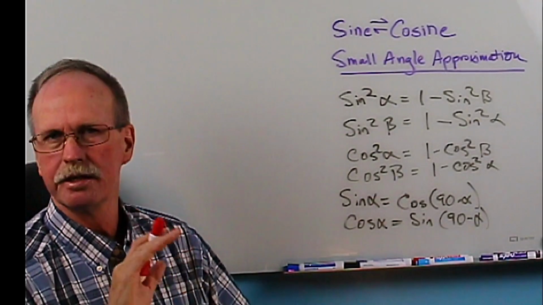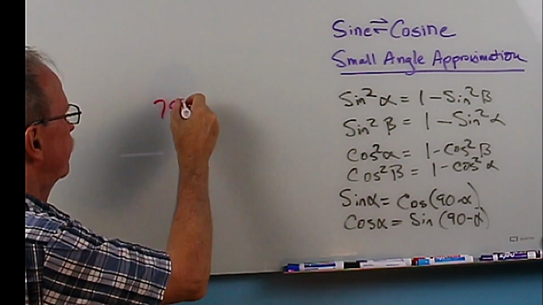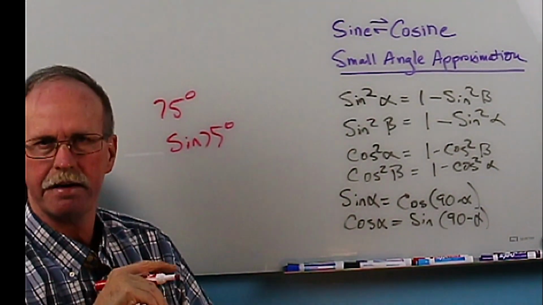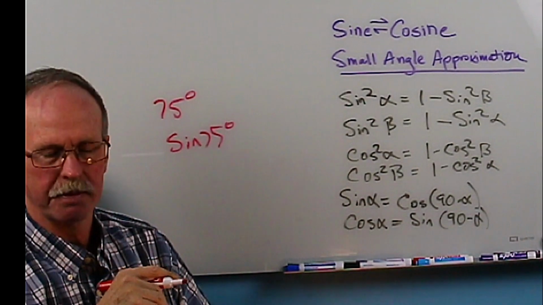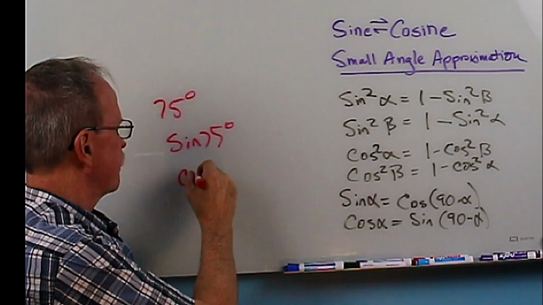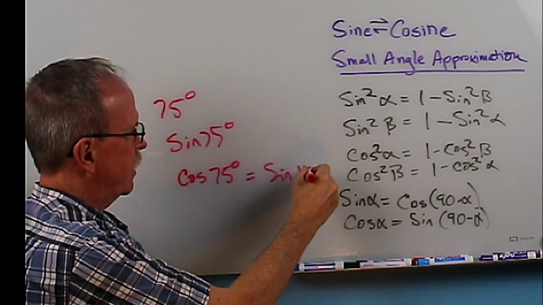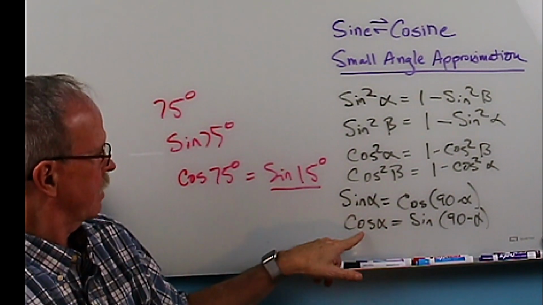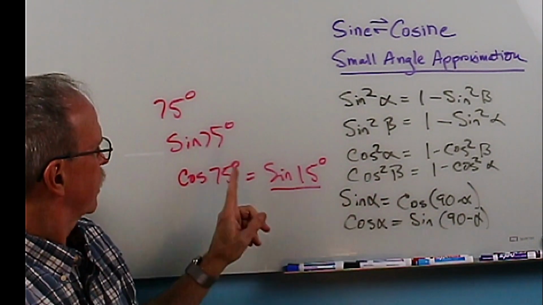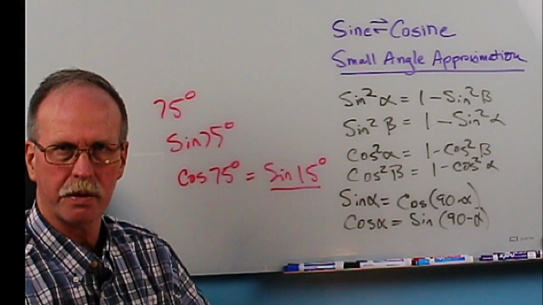Now, what does this mean in the real world? Okay, so say we have an angle 75 degrees. We'll say that we can read the sine of 75 degrees directly off of a piece of paper. What's the cosine of 75 degrees? Well, the cosine of 75 equals the sine of 15 degrees, because the cosine of any angle equals the sine of 90 minus that angle. 90 minus 75 is 15 degrees. See how that works out?